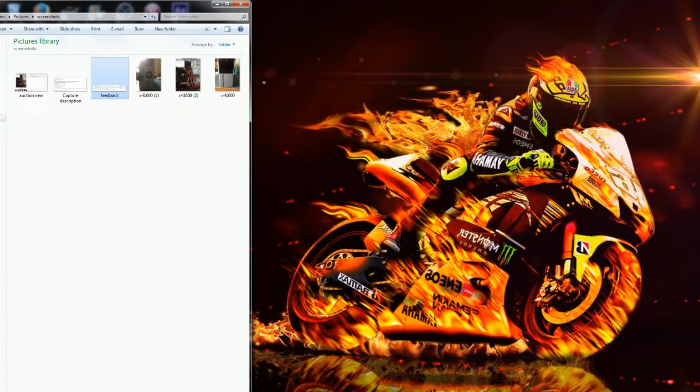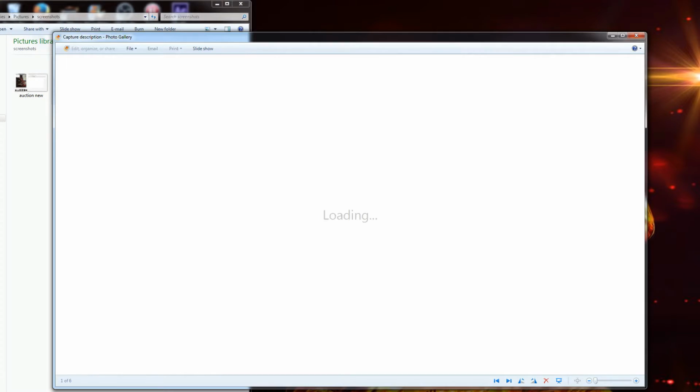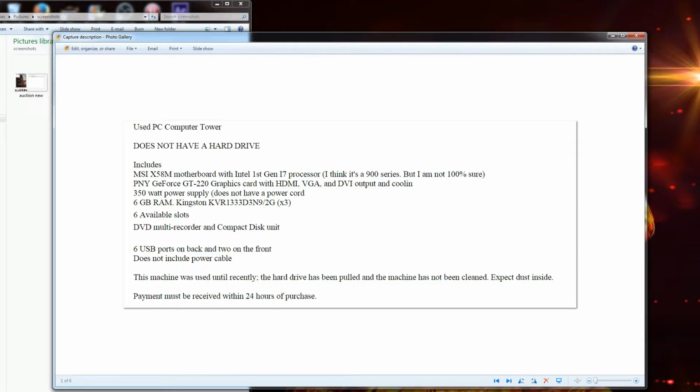It's got a quad core i7 with hyper threading. I already had a GeForce graphics card, but not something that I would recommend for anybody for anything really. It was old. This is the description. Used PC tower. Does not have hard drive. I didn't need one. Includes MSI X58M motherboard. I'm not a fan of MSI motherboards from that generation. It's got the LGA 1366 with an i7 processor.